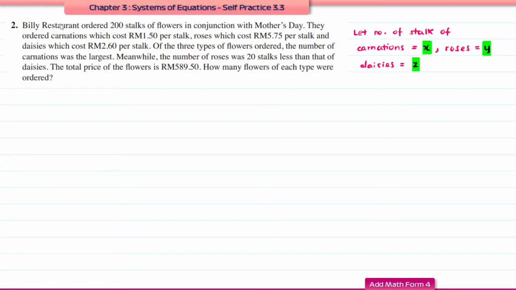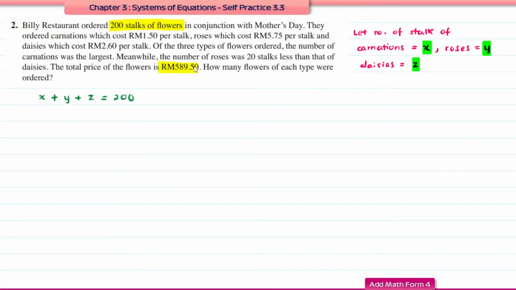Next, we're going to form the equations based on the information in the question. The first one: Billy Restaurants ordered 200 stalks of flowers, which means the number of stalks for the carnations plus the roses and daisy, X plus Y plus Z, is equal to 200. So that is the first equation. The next equation is based on the price of the flowers. Here we have the total price of the flowers is 589 ringgit and 50 cents.